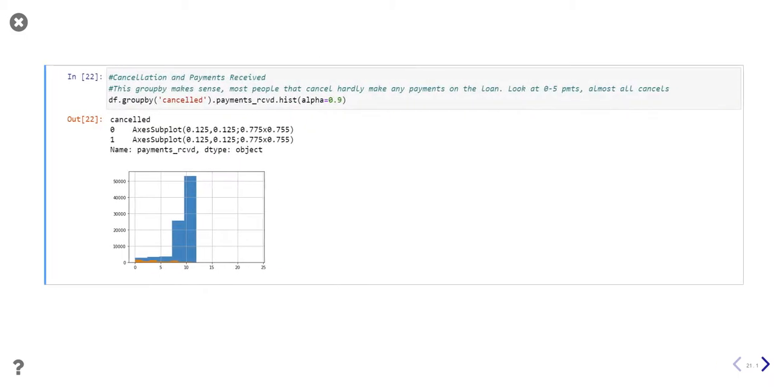And then lastly, payments received. We can see that in the beginning of the phase, where the first few payments are coming in, that's where more cancellations happen. It makes sense. If you make it far into the process, then you're probably good to go.